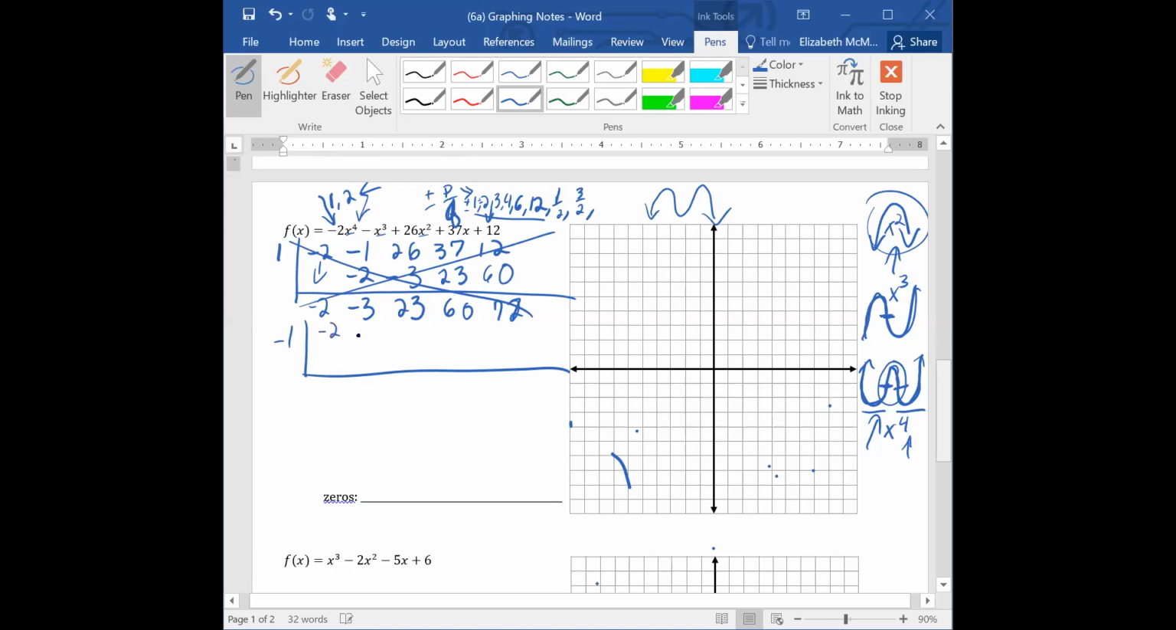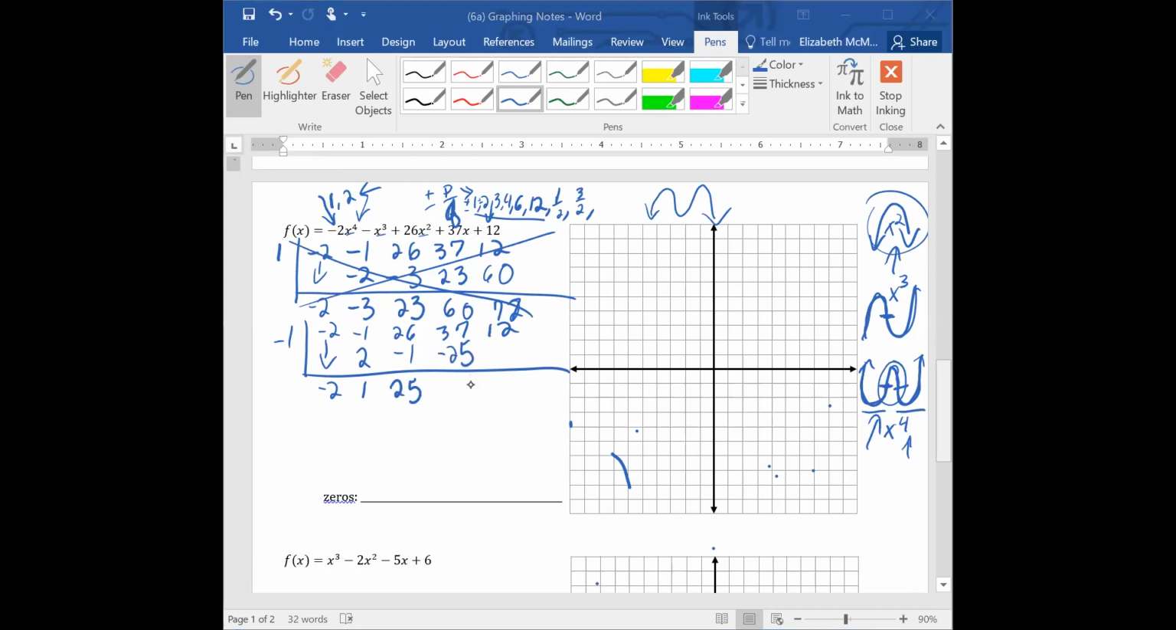So -2, -1, 26, 37, and 12. Bring down my -2. -2 times -1 is a positive 2. -2 plus 2 is 1. 1 times -1 is a -1. 26 plus -1 is 25. 25 times -1 is -25.